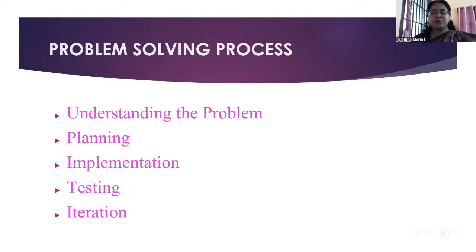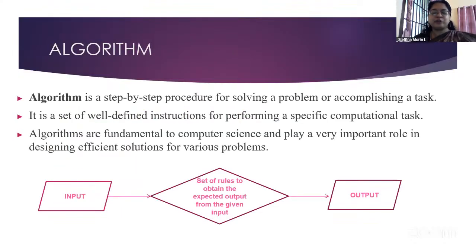Before we go for coding, we need to do some steps. That is algorithm, flowchart, and then pseudocode. Then only we go for coding. Programming. What is meant by algorithm?